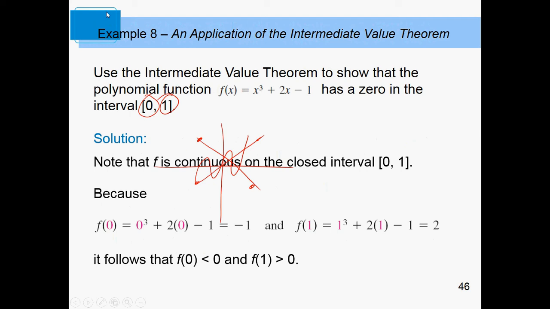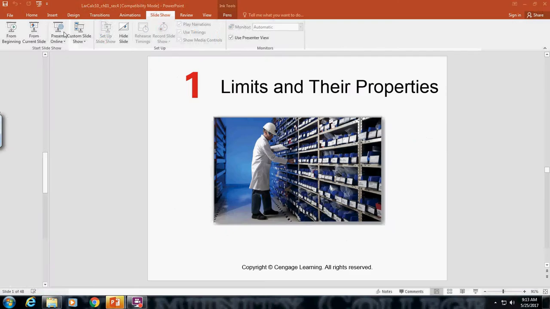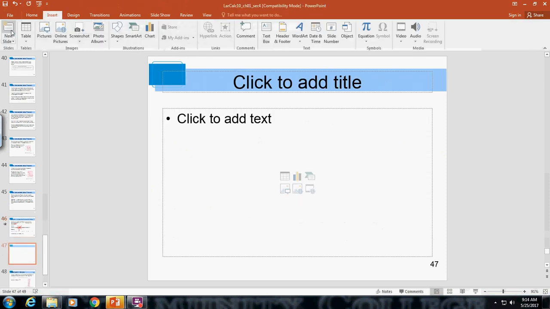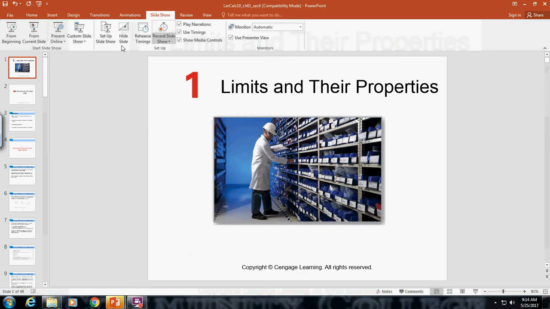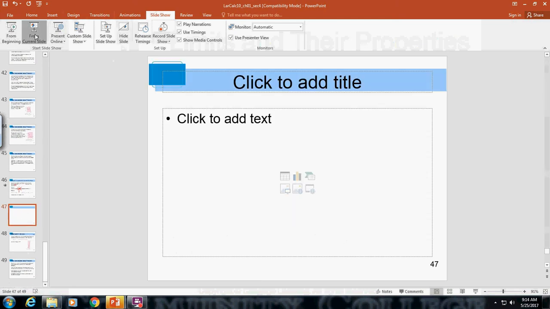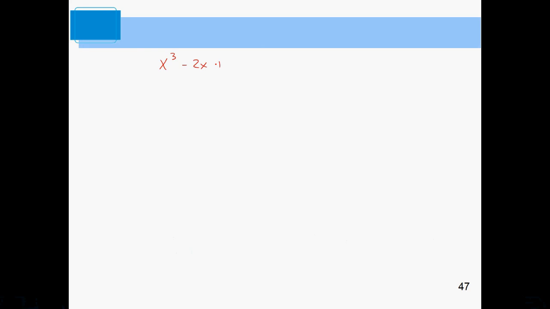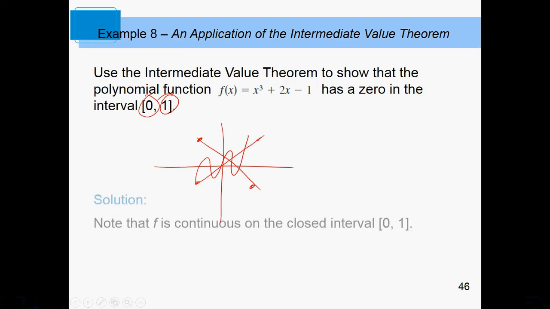So we've got x cubed plus 2x minus 1. And I know that's an open interval. At 0, we get negative 1. It's minus. What? Y'all are not helping me. Plus 2x minus 1. I did it backwards.